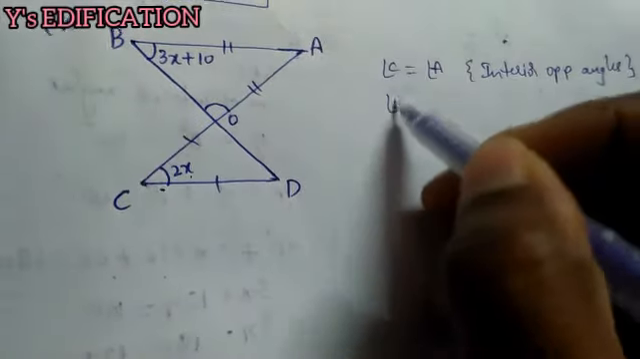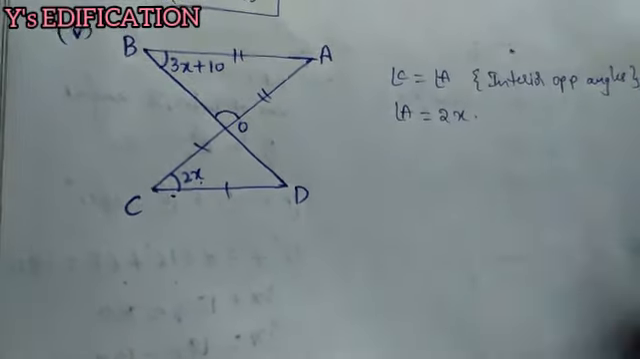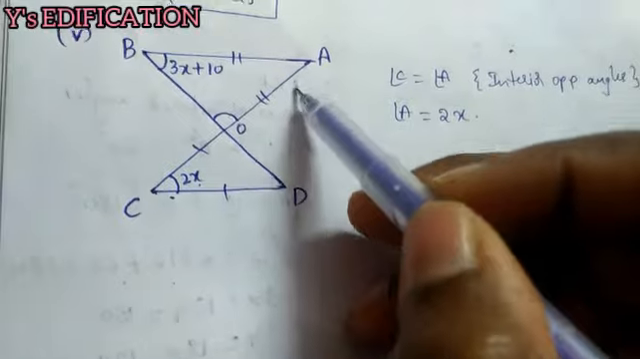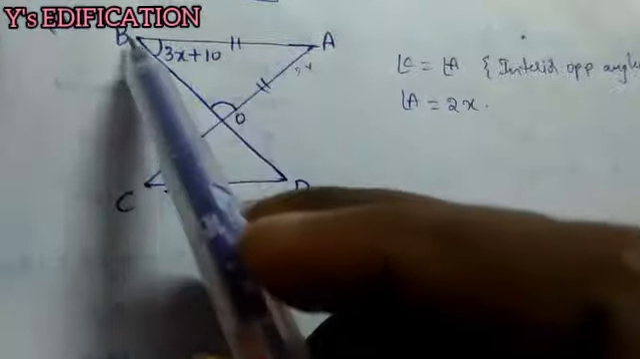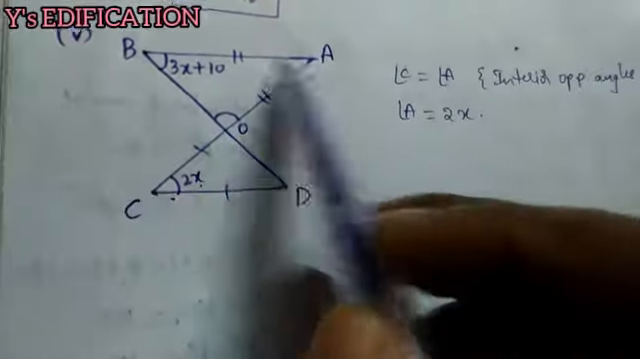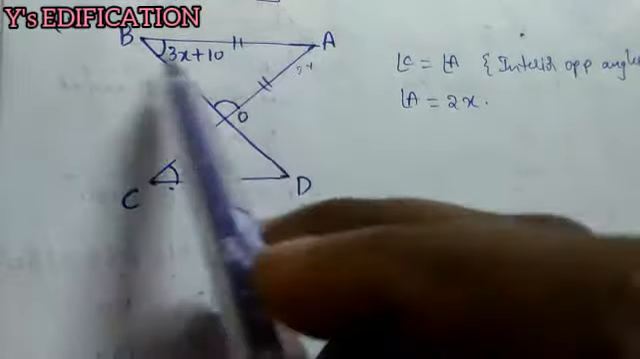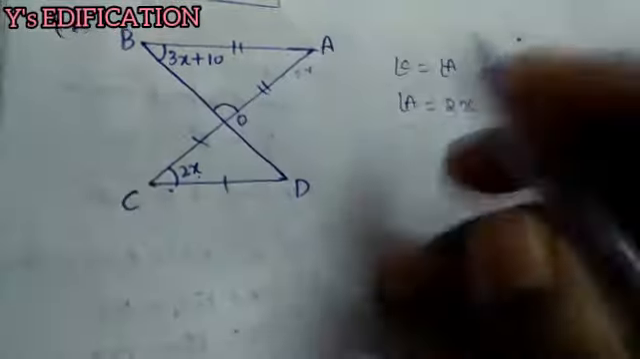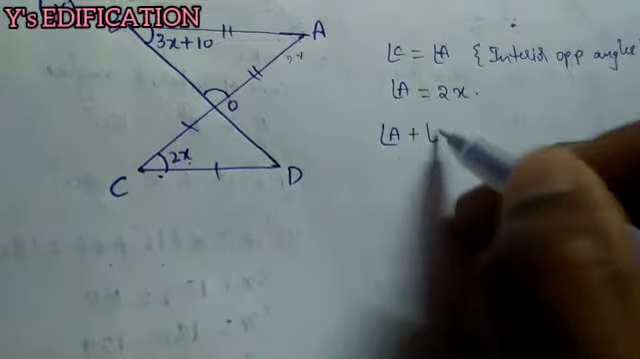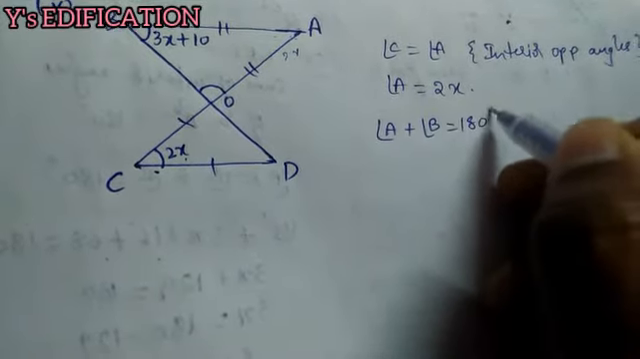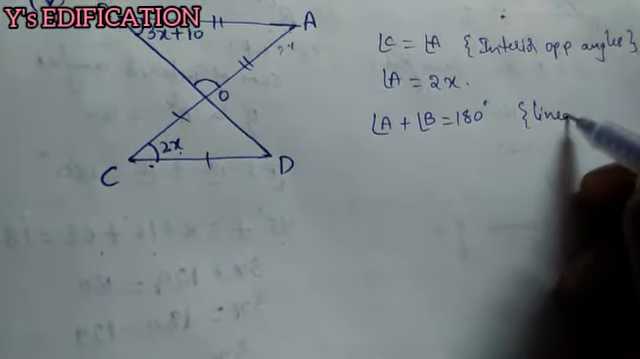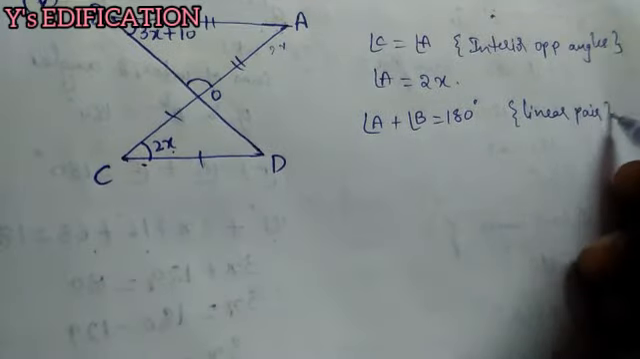That means angle A is equal to 2x. So this is 2x. Now angle A and angle B are in a straight line. That is a linear pair. So the linear pair angle A and angle B is equal to 180 degrees. Angle A and angle B are 180 degrees. Why? They are in a linear pair.